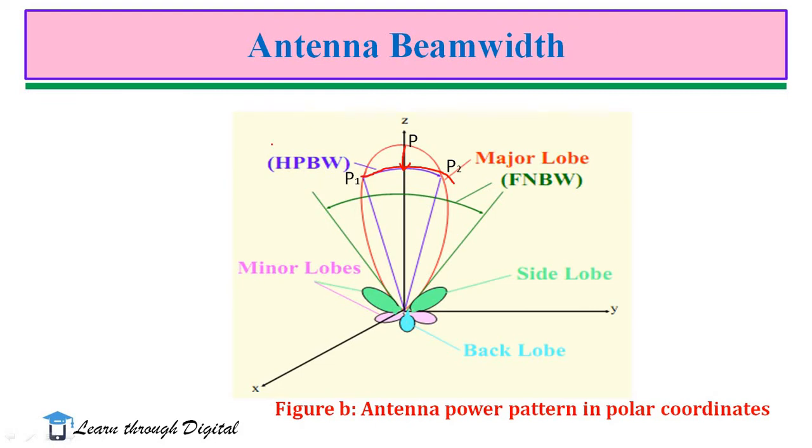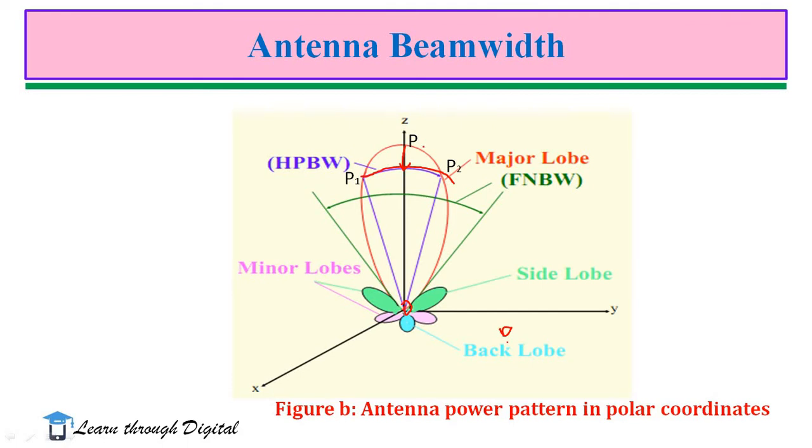Once we mark the points P1 and P2, we can draw a straight line from the origin to the points. This is the origin. From the origin to the point P, we draw a straight line. And this is the angular separation between the points P1 and P2. This is nothing but half-power beamwidth. So now we can understand the term half-power beamwidth.